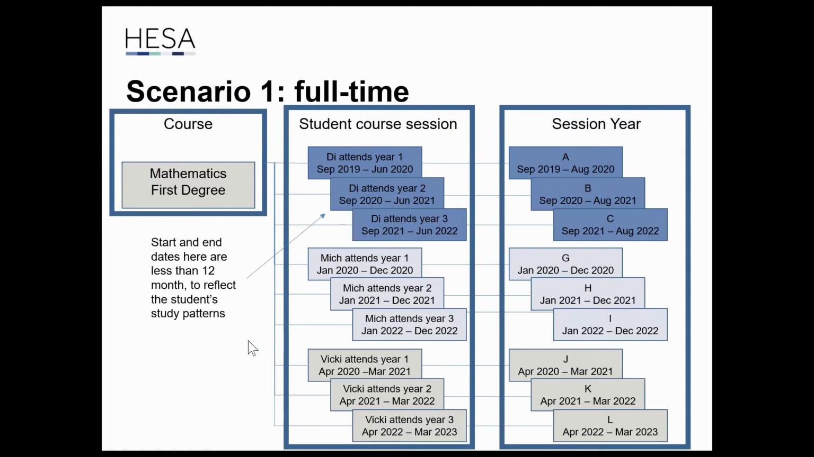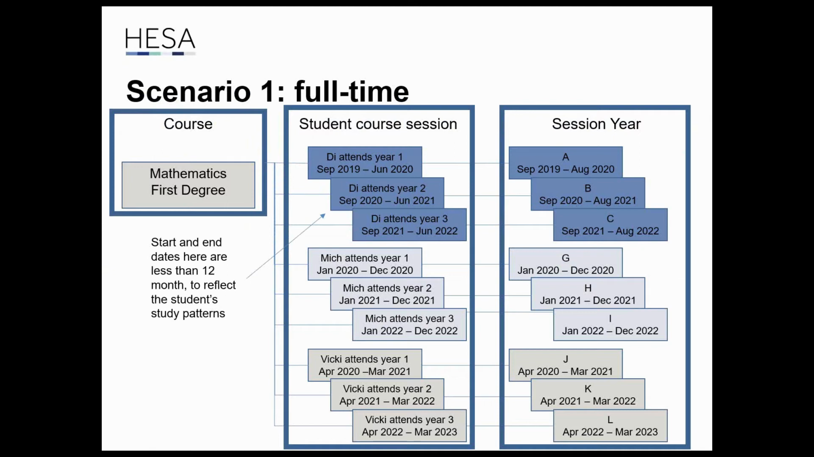So Di is doing a typical start in September. She's going to have 3 student course sessions, one for each of the years that she's doing. And then attached to that, she'll have 3 session years. So in this diagram, you can see session years A, B, and C reflect Di's years, and the blue student course sessions at the top reflect her 1, 2, and 3 years.